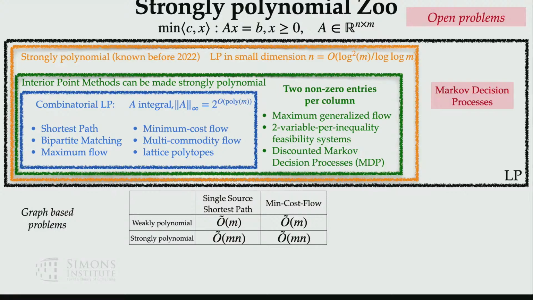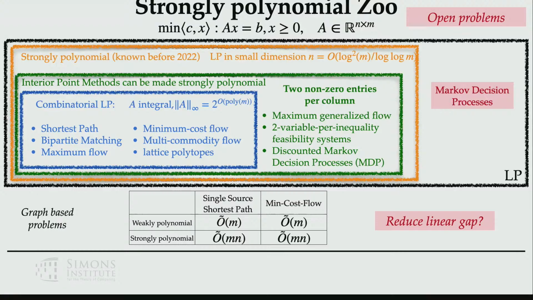For the minimum cost flow, the same story. Even if it, in theory, should be more complicated than single source shortest path, in both worlds, weakly and strongly polynomial, they have the same running time as single source shortest path. So can you break this linear gap between weakly and strongly polynomial?